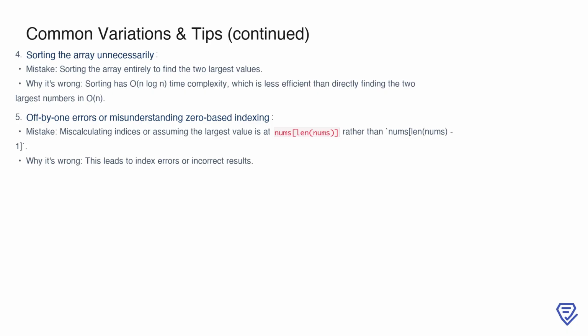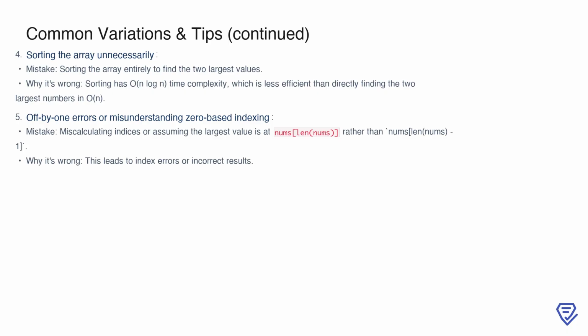Another common issue arises when sorting the entire array to find the two largest values. While sorting might seem like a straightforward solution, it has a time complexity of O(n log n), which is less efficient than the optimal O(n) approach where you directly scan for the two largest numbers.